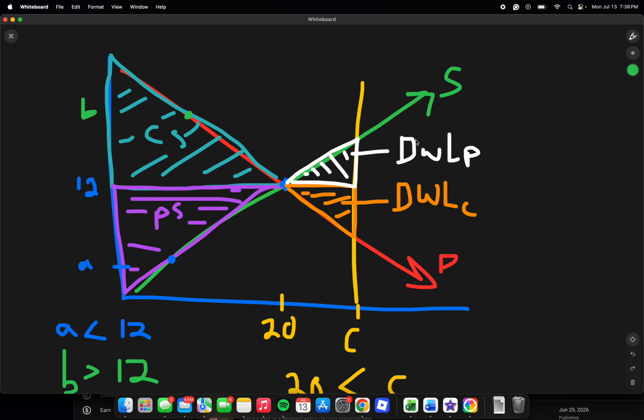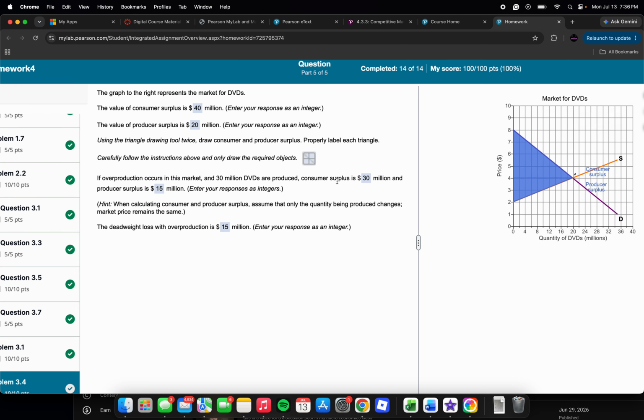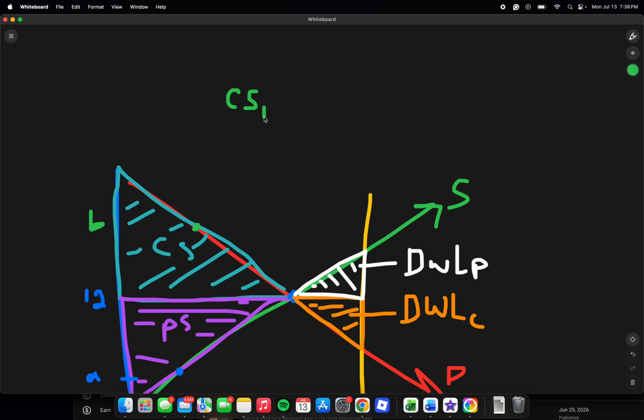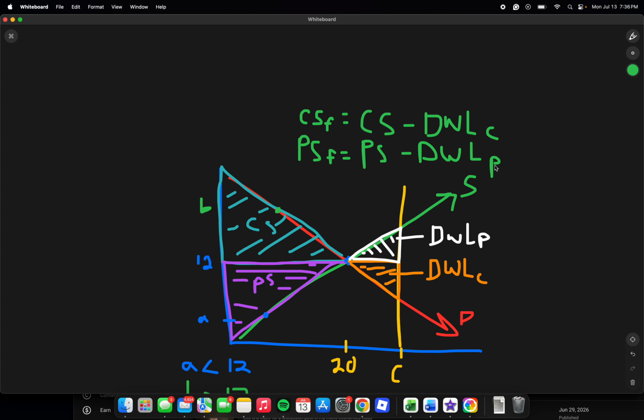And how we find this is that we basically, for the total consumer surplus, like in this problem, we have to take the consumer surplus final after the overproduction is equal to the consumer surplus minus the deadweight loss for the consumer. And similar with the producer surplus final, which is simply going to be the producer surplus minus their deadweight loss of the producer. So that's how you want to think about it. And that's how I thought about it.